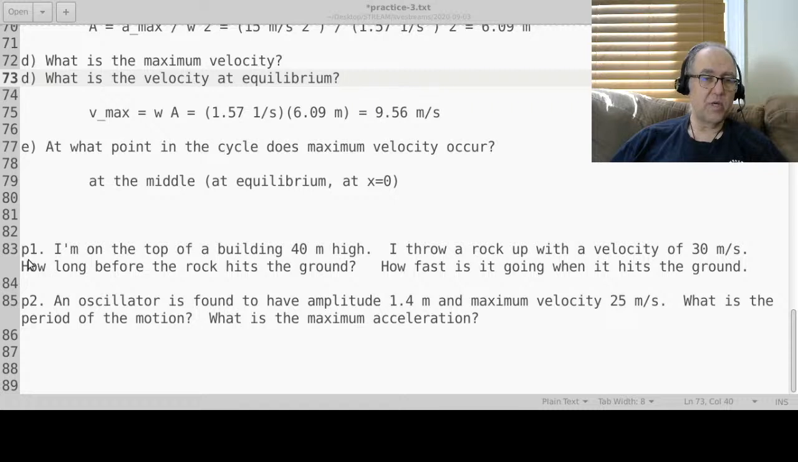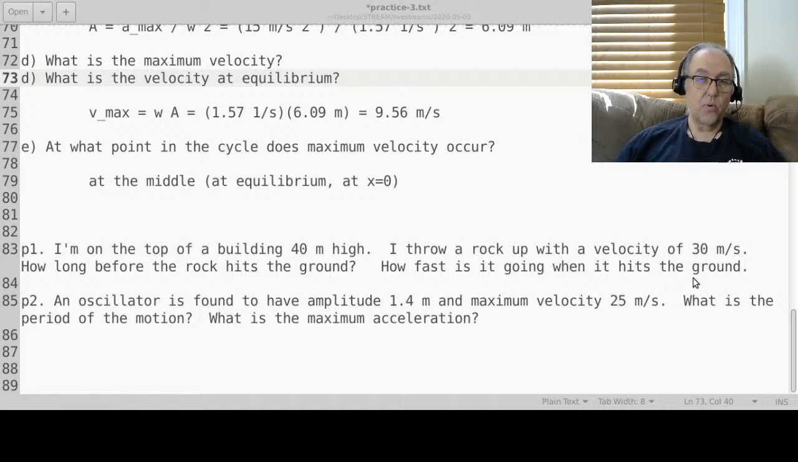Okay, so here's our first practice problem. So I'm on the top of a building 40 meters high. I throw a rock up with a velocity of 30 meters per second. Probably best to say straight up, because what does straight mean? 1D. Okay, so I throw a rock straight up at 30 meters per second. How long before the rock hits the ground? Okay, so there's the first question I want you to answer. And this will require you to solve a quadratic. And the second question is, how fast is it going when it hits the ground?